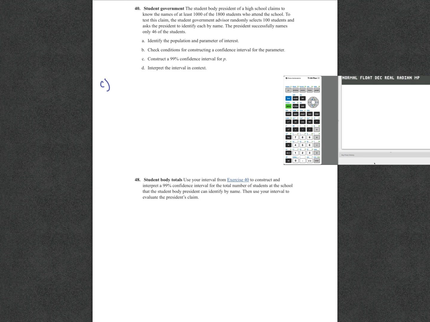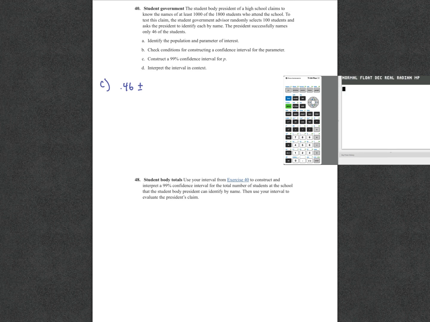I'm just going to do it for this. Okay, so for part C, we start out with the 0.46 that we get from the sample. It'll be plus or minus the critical value associated with a 99% confidence interval. So let's do that in the calculator.